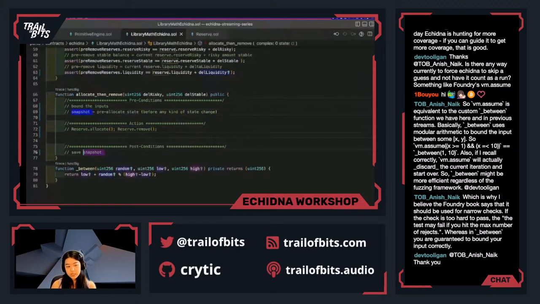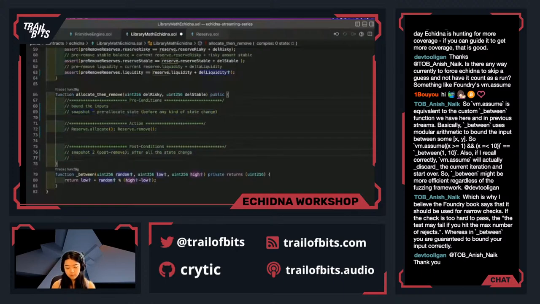We can save the state of essentially what the system looks like. This is going to be snapshot 2, which is the post remove. So this is after the remove happens. This is after all the state change. If we realize that they are actually inverses, then we can basically say snapshot 1 should equal snapshot 2.